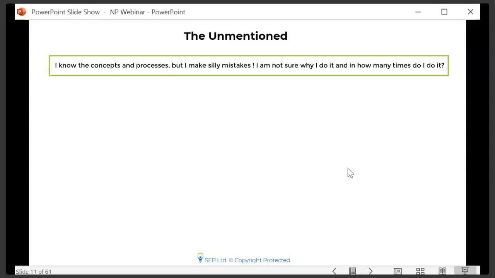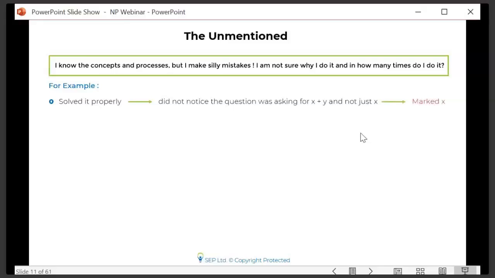And I'll give you an example if you're wondering what I am talking about. Say, for example, you've solved a question. Okay, you've done it properly, but after solving the question, the question was asking for x plus y and not x, but you ended up marking x because that is what you got in your equation. So you did not read properly. And I can see most of you are saying yes here, right? You have this kind of problem, right? You did not read properly or ended up making a mistake.